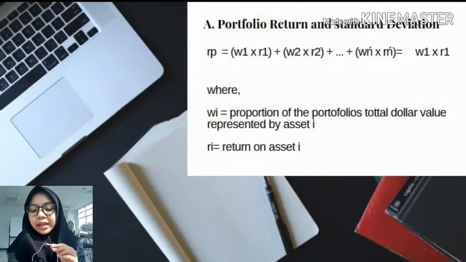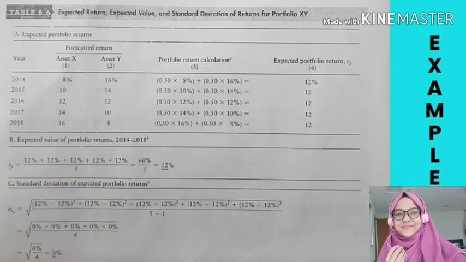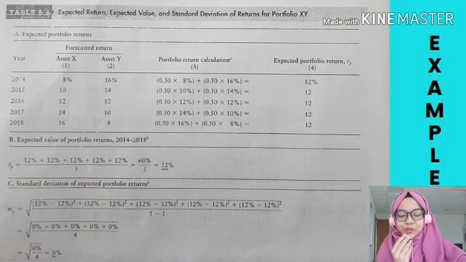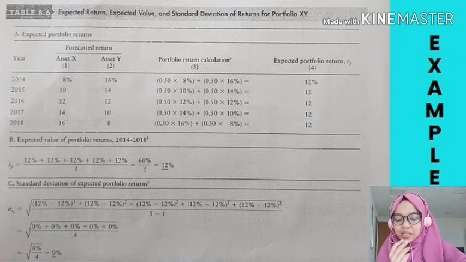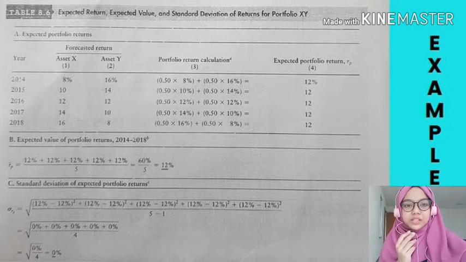Now, for part A, portfolio return and standard deviation. The return on a portfolio is a weighted average of the returns on the individual assets from which it is formed, where w_i equals the proportion of the portfolio's total dollar value represented by asset i, and r_i equals the return on asset i. Now let's take a look at table 8.6, expected return, expected value, and standard deviation of returns for portfolio XY.